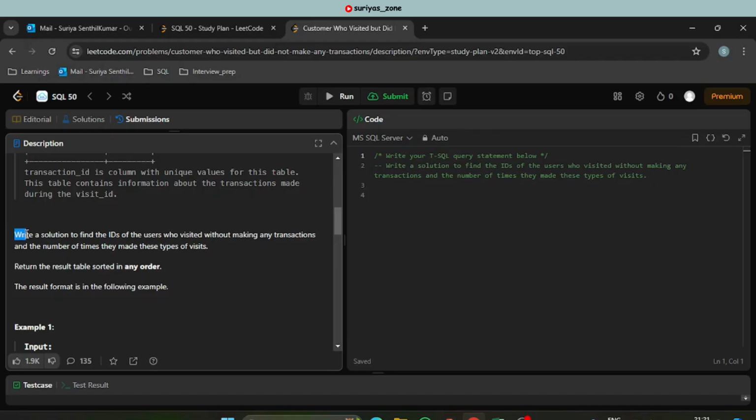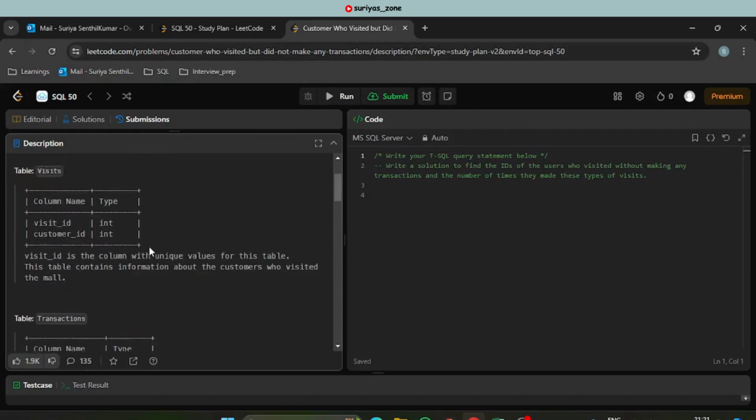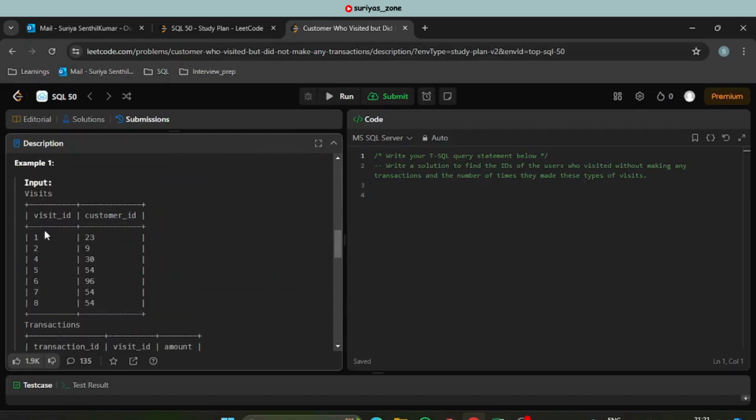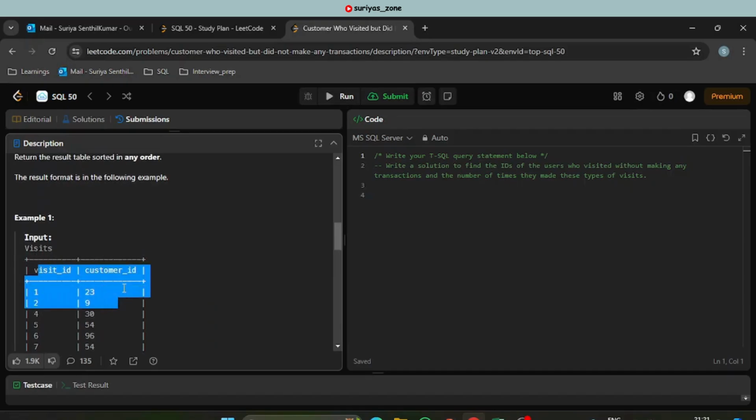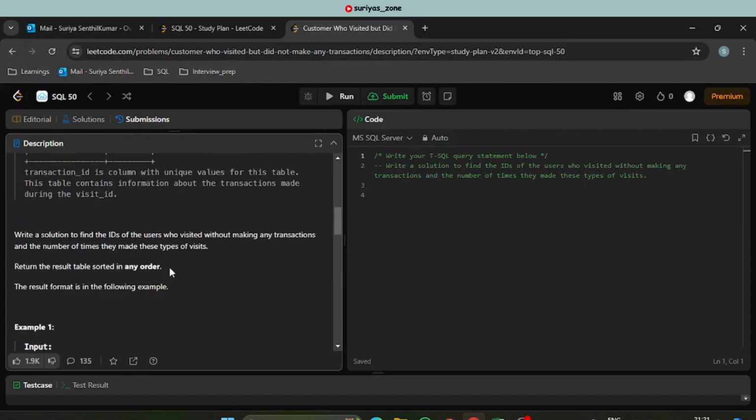So if you see the problem statement here, they are mentioning to write a solution to find the IDs of the users who visited without making any transactions and the number of times they made these types of visits. So what they are asking is, there are some users, let me show you the sample data. There are customers and visitors, and for every visit they have a visit ID. Let's say I will show that in Excel. I just took this data into an Excel, for a clearer, crisper understanding. And they are asking us to return the result in any order, so we don't want to use any order by clause to return an output in a specific order.